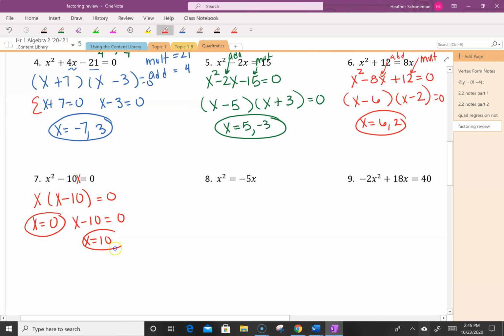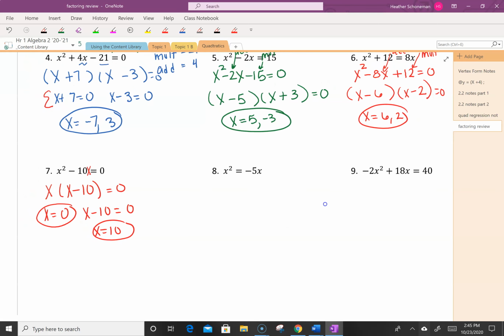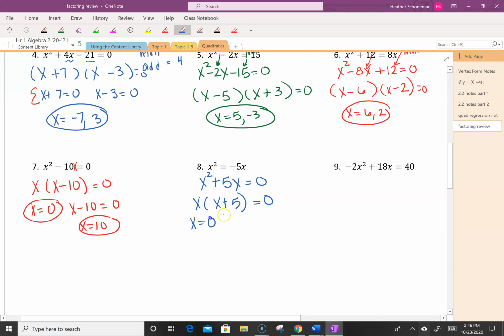This one gives me x is 10. All right, let's try this again. On number 8, I got to set it equal to 0, and I need my x squared positive. So I'm going to have x squared plus 5x equals 0. The greatest common factor is x. I'm going to take that out. So I get x is 0, or x plus 5 is 0. So on this one, I get x is negative 5. So these are my two answers.